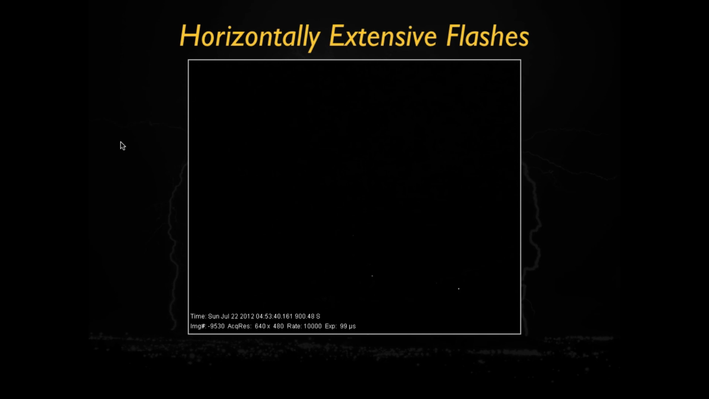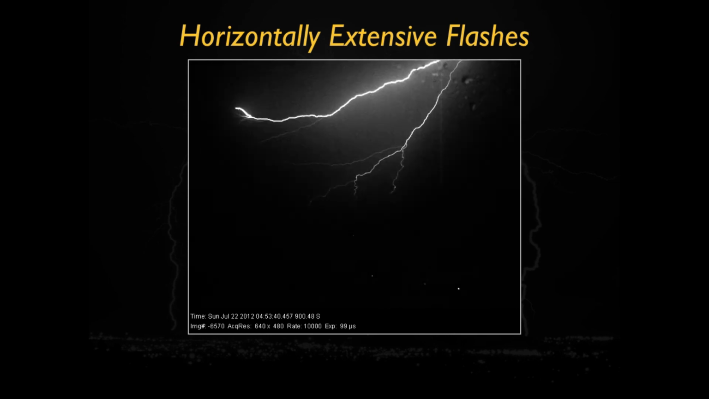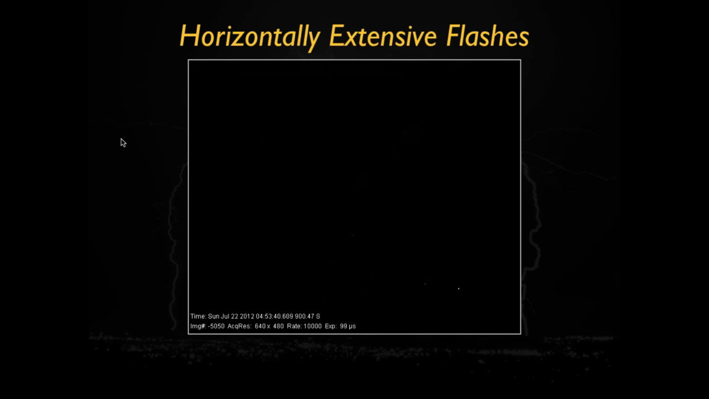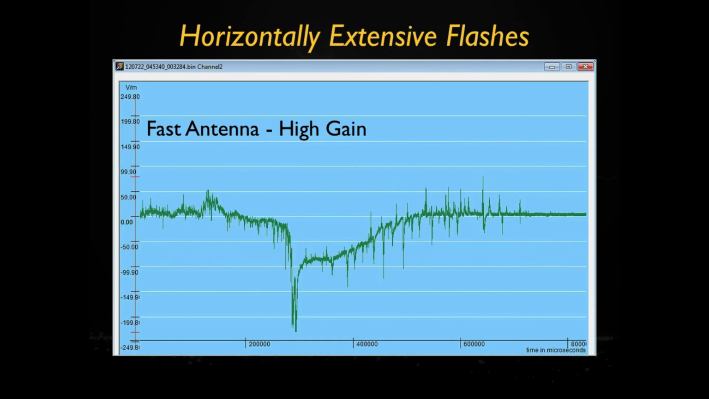Let's look at another case. Again, we're going to see kind of a development of the positive leaders and recoil leaders. This pretty much went right over the head of the camera. And we'll see a quick integration of that. And again, if we look at the field trace from the fast antenna high gain, in this particular case, we actually see a positive deviation first, and then a transition to an even more pronounced negative deviation.